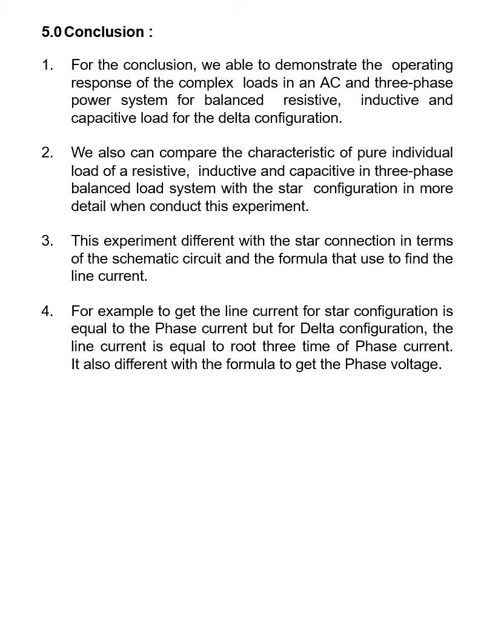The experiment differs from the star connection in terms of the schematic circuit and the formula used to find the line current. For example, the line current for the star configuration is equal to the phase current, but for the delta configuration, the line current is equal to root 3 times the phase current. It is also different in the formula to get the phase voltage.